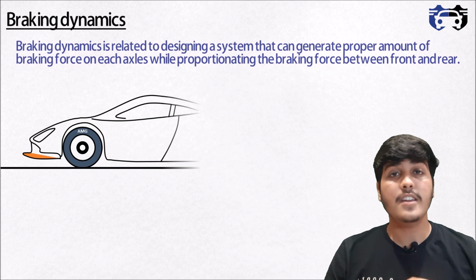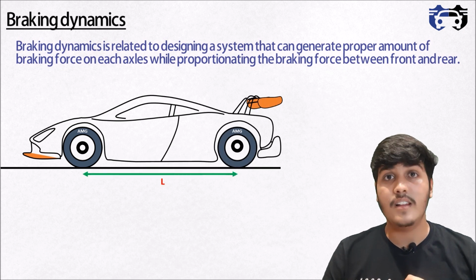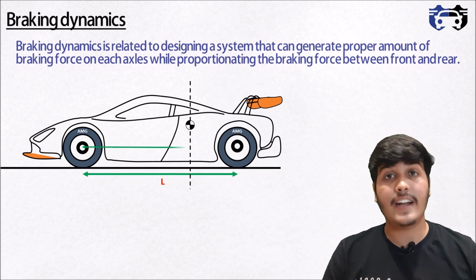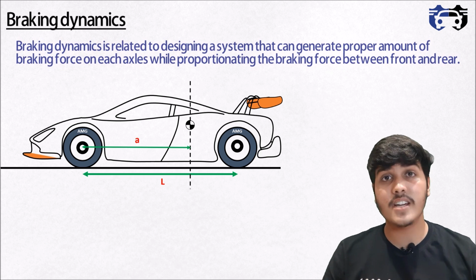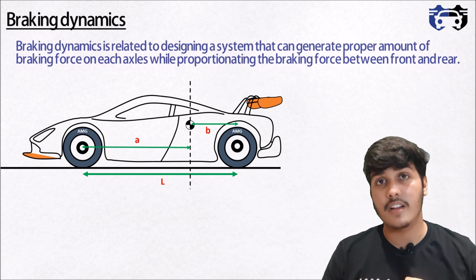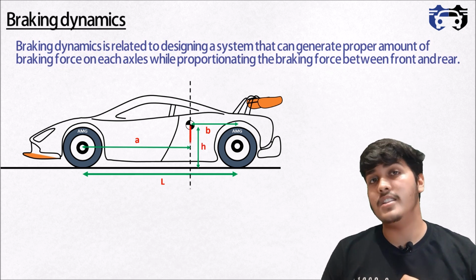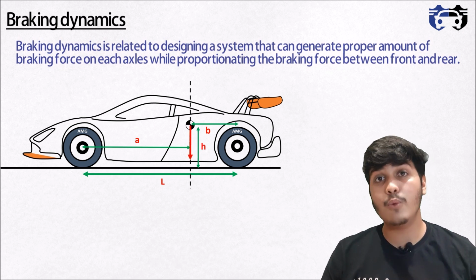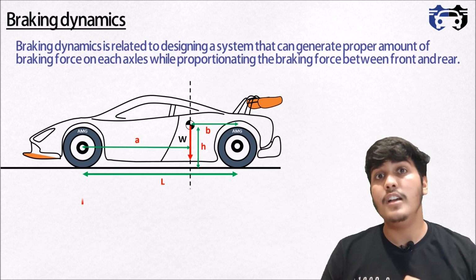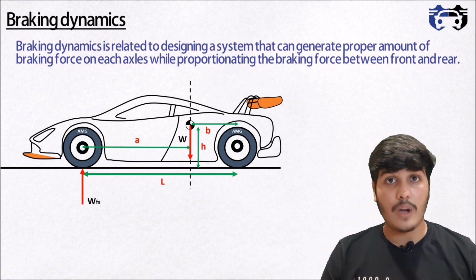In the figure you can see we have a car with the wheelbase L. The center of gravity is located at a distance of A from the front tire center and B from the rear tire center. The height of the center of gravity is h from the ground. The weight of the vehicle is W, which acts vertically downward at the center of gravity. The static load on the front tire is WFS and on the rear tire is WRS.